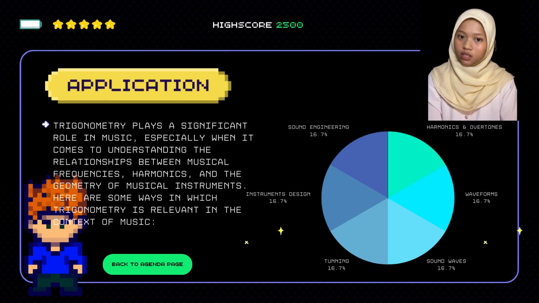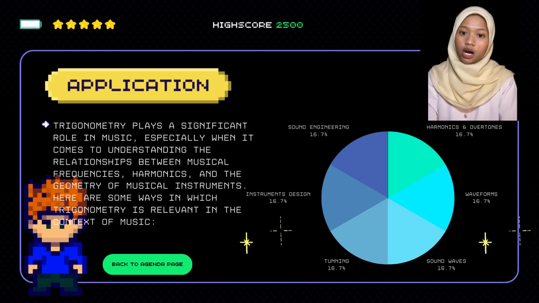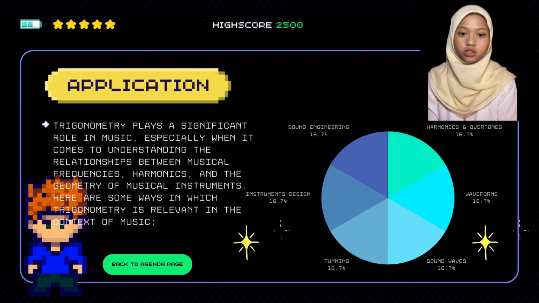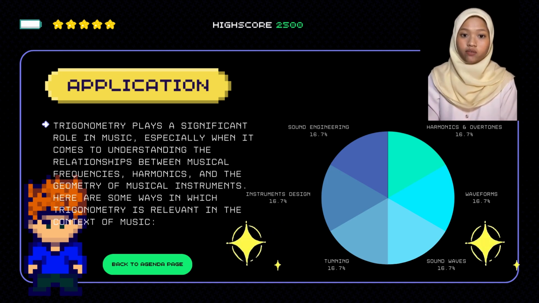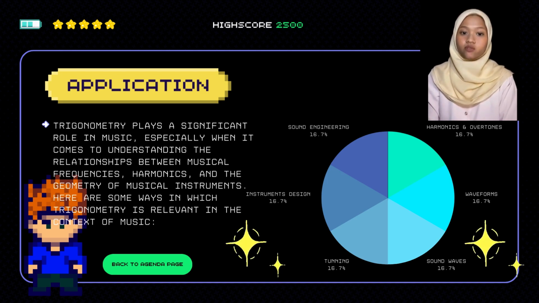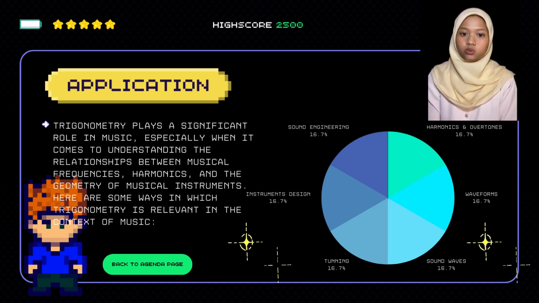Trigonometry plays a significant role in music, especially when it comes to understanding the relationships between musical frequency, harmonics, and the geometry of musical instruments. Here are some ways in which trigonometry is relevant in the context of music. For example, harmonics and overtones, waveforms, sound wave, tuning, instruments design, and sound engineering.